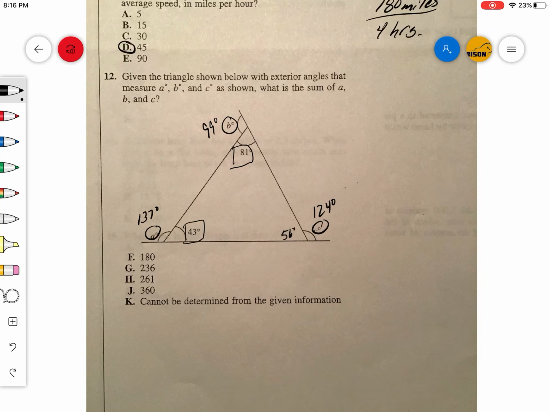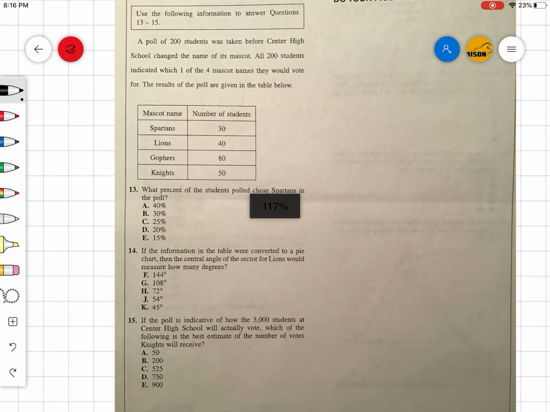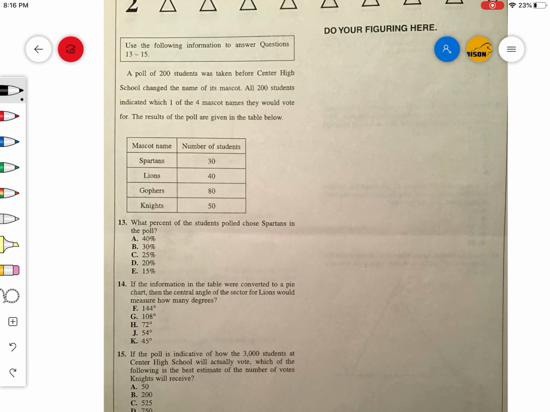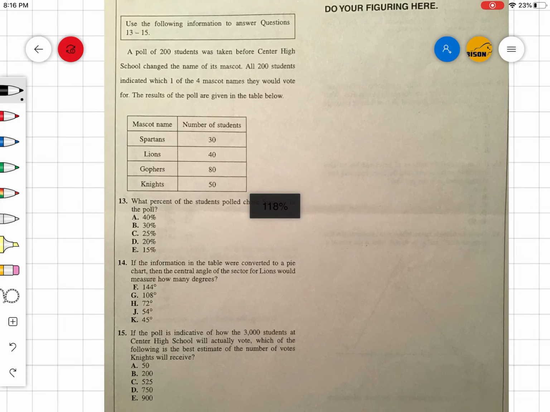Simply adding them up, I get 137 plus 99 plus 124. That gives me 360 degrees. Now, there is a rule for that. If you don't know it, then you just don't know it. This is the best way to go at it, using your test-taking strategies. All right, so let's take a look at number 13.